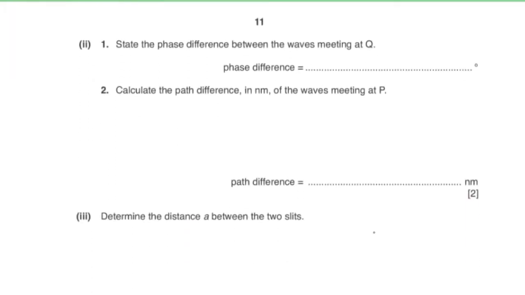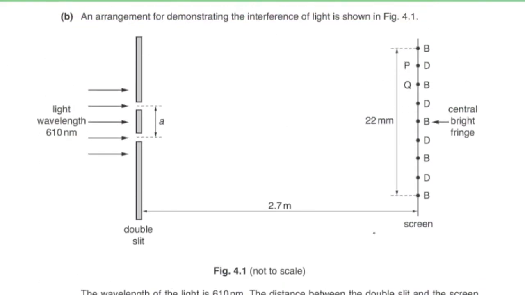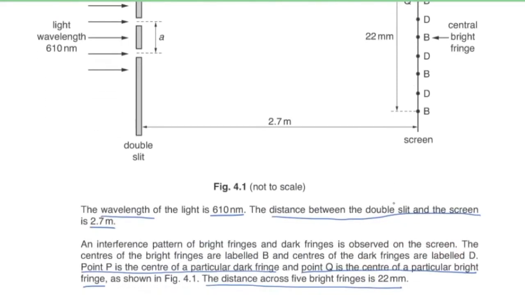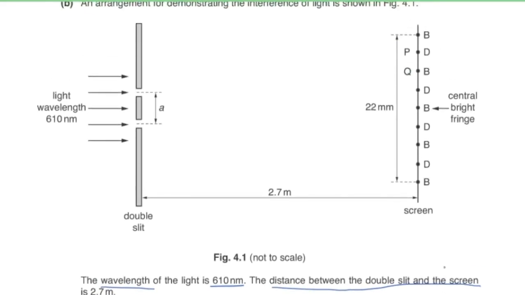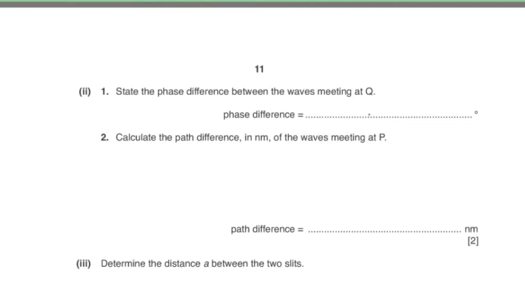Part 2, state the phase difference between the waves meeting at Q. So point Q is, as told, the center of a particular bright fringe. A bright fringe means that there was constructive interference, and hence our phase difference is going to be either 0 degrees or 360 degrees. So I mentioned 360 degrees.